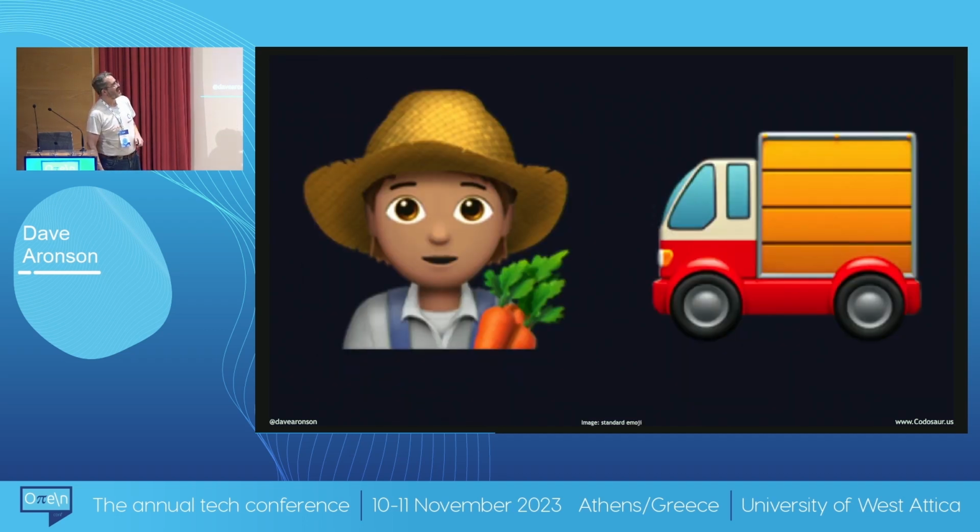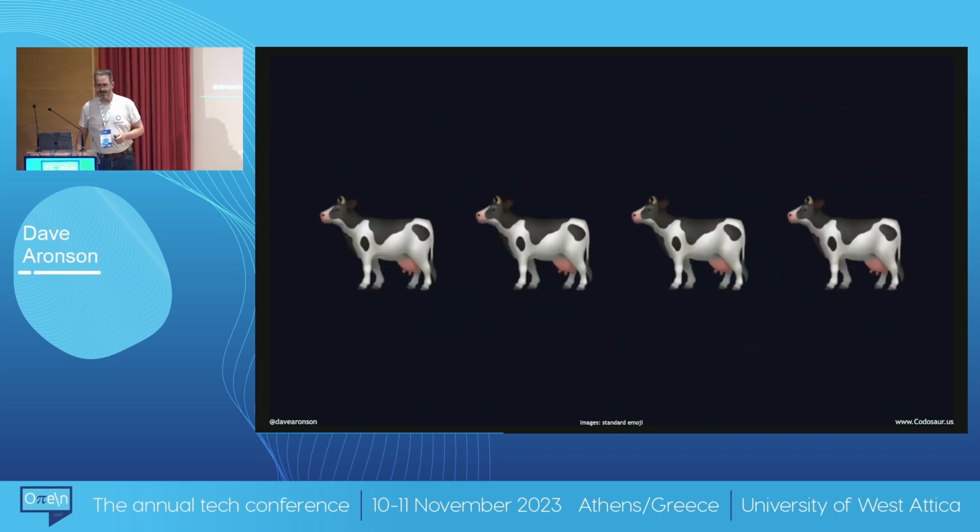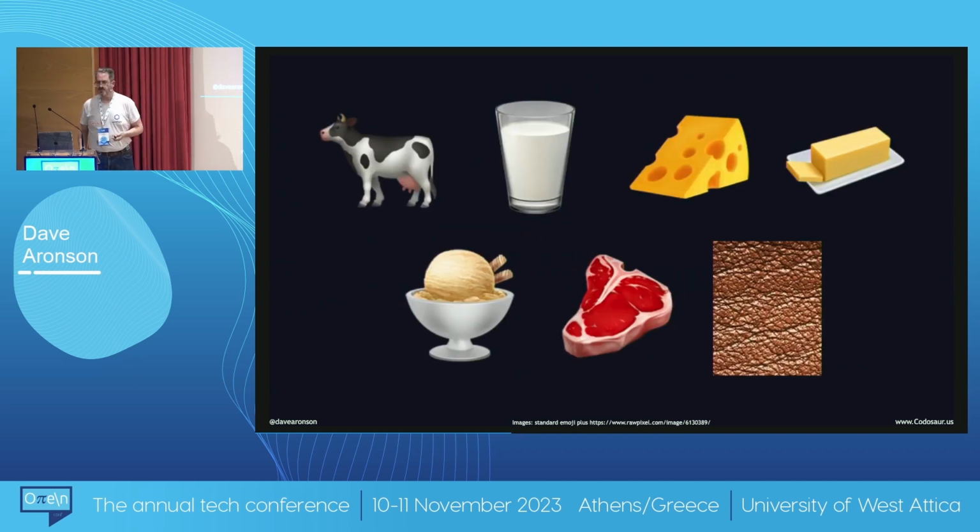Suppose we know a farmer who has a smallish truck, and he needs to decide what to take to the farmer's market every weekend. And on this farm, he has some cows. E-I-E-I-O. So among the things he can take are cows, of course, milk, cheese, butter, ice cream, meat, and leather. My apologies to any vegans out there.